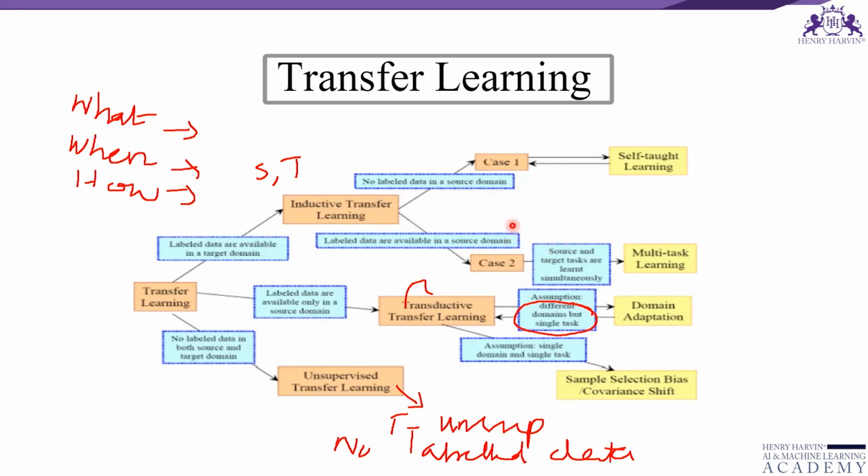The third one is parameter transfer, right? It works on the assumption that the models for related tasks share some parameters or a prior distribution of hyperparameters. The next one is relational knowledge transfer. Relational knowledge transfer attempts to handle non-IID data, that is, data that is not independent and identically distributed, right? Fine.